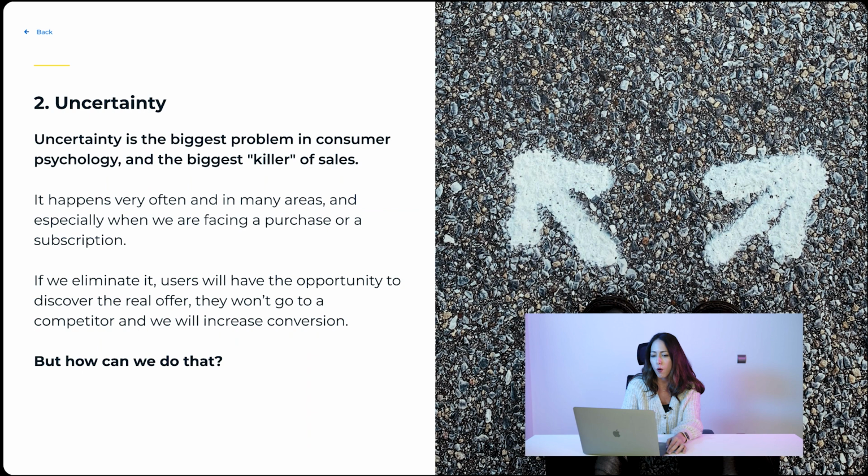The importance of uncertainty. This is the biggest problem in consumer psychology because it's the biggest killer of sales. It happens very frequently and in many areas, but especially when we are facing a purchase or a subscription. If we eliminate uncertainty, users will have the opportunity to know the real offer there, and they won't go to a competitor, and of course it will increase sales and conversion. But how can we do that?